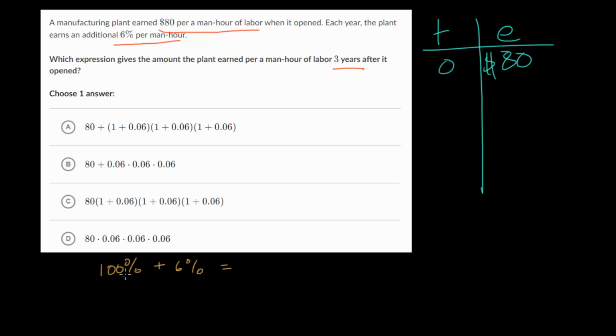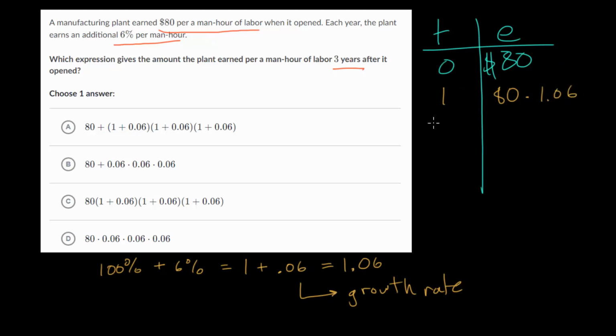So let's just turn these to decimals. 100% is really just 1. 6%, or 6 hundredths, is 0.06. So our growth rate is just 1.06. So every year we're multiplying the earning amount by 1.06. So in year 1, we'll take this $80 and multiply it by 1.06. In year 2, we take the amount we previously had, that 80 multiplied by 1.06, and we're going to multiply by 1.06 again. And then in year 3, we'll do the same thing.